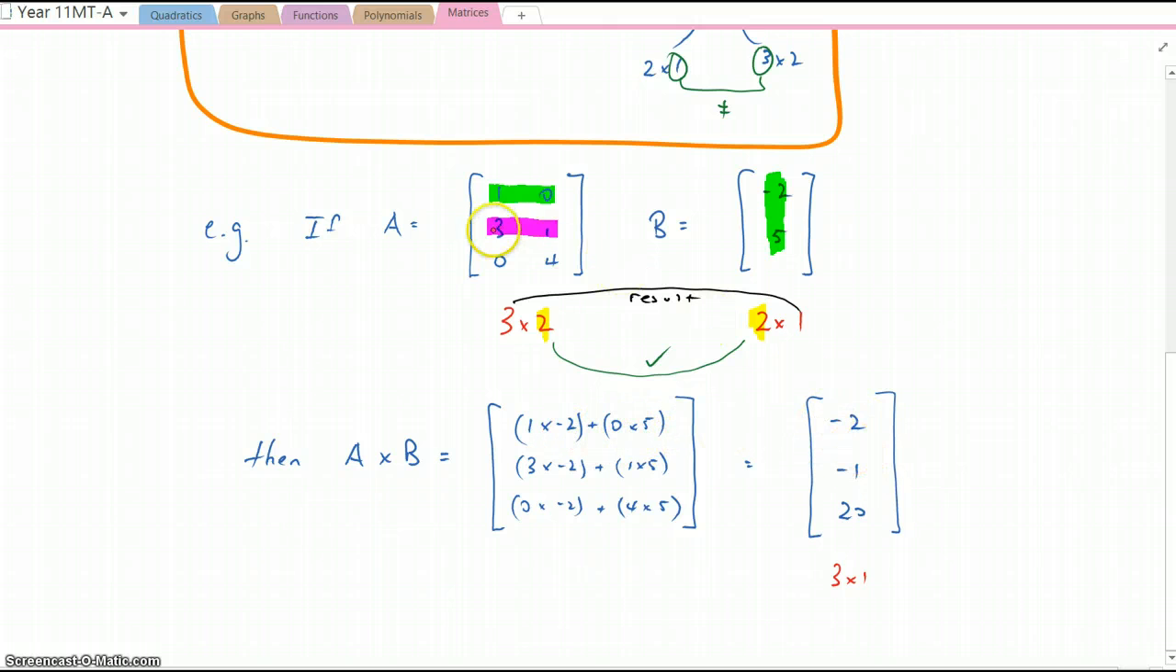The second element is the result of taking 3 multiplied by minus 2 and adding the product of 1 and 5. 3 times minus 2 plus 5, minus 6 plus 5 is minus 1. So that goes in there. The third will be taking 0 and 4 and multiplying 0 by minus 2 and adding 4 times 5. So 0 plus 20 gives us the 20 down there. There's the 3 by 1. That is the result of multiplying A by B.